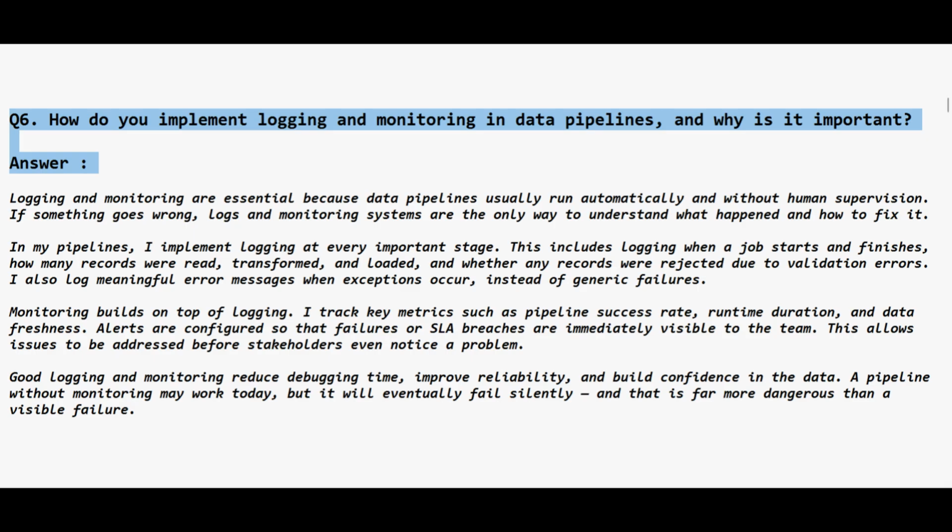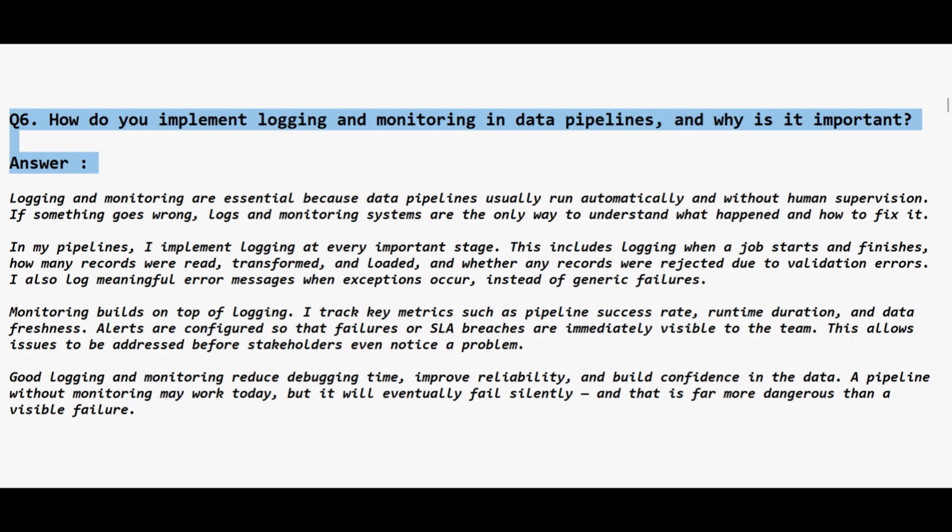Monitoring builds on top of logging. I track key metrics such as pipeline success rate, runtime duration, and data freshness. Alerts are configured so that failures or SLA breaches are immediately visible to the team. This allows issues to be addressed before stakeholders even notice a problem. Good logging and monitoring reduce debugging time, improve reliability, and build confidence in the data.